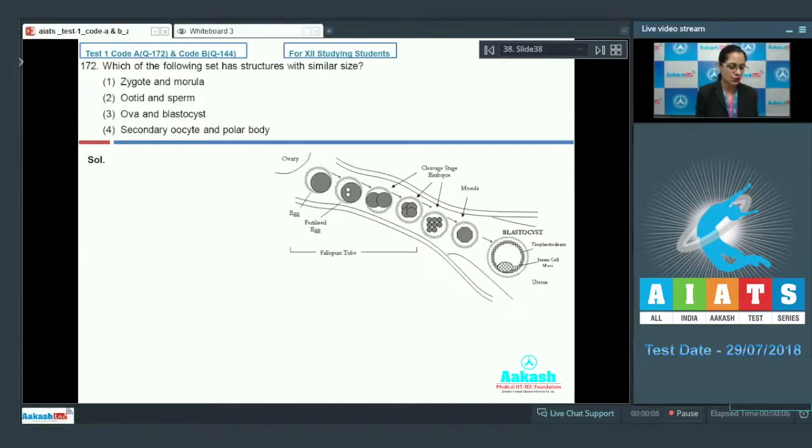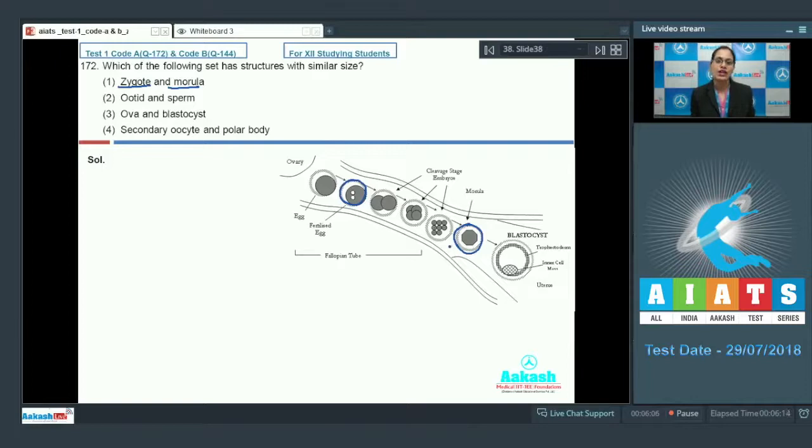Question number 172. Which of the following set has structures with similar size? And the very first option given is zygote and morula. Now in the given diagram, you can see that zygote or fertilized egg will undergo successive cleavage divisions, but there is no growth in the size of blastomeres. And this zygote will form morula, which is a solid mass of 8 to 16 cell stage and share a similar size to that of fertilized egg. So option number first is a correct option and is a correct answer to our question.